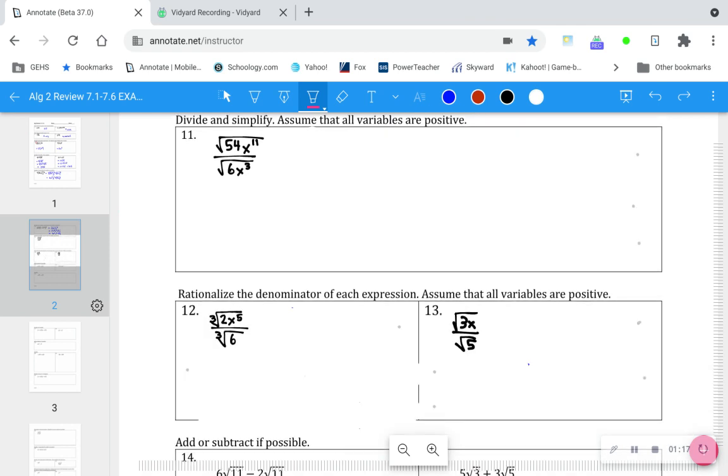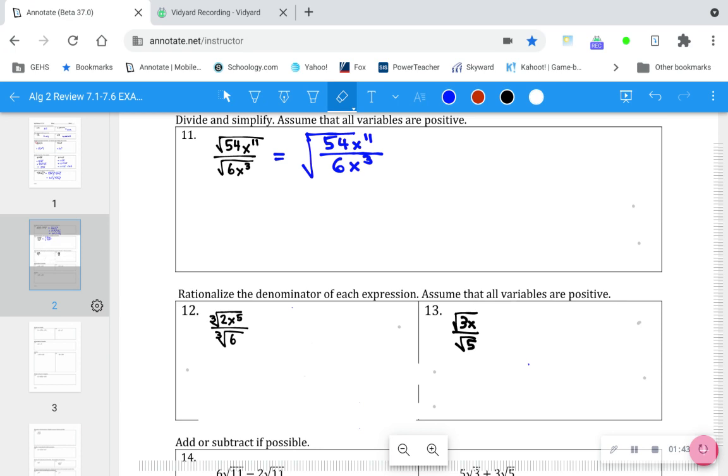Okay, on number 11, we notice that we have a radical on top and another one on the bottom. And we're going to just write this under one radical if we can figure out whether 54 divides by 6 nicely. And the second half will do just fine. We'll just subtract the exponents on it. So that's the case. So let me erase the cover sheet there.